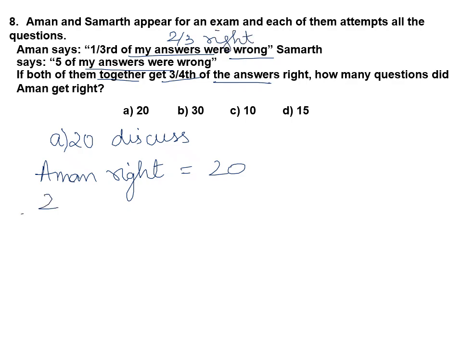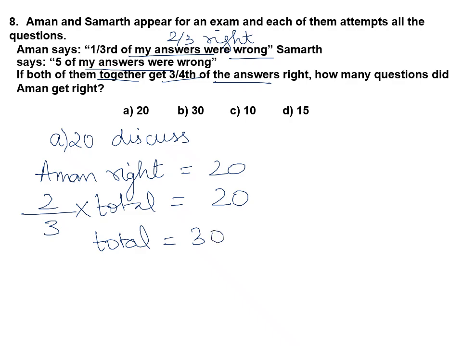That means 2/3 of the total number of the questions were Aman's 20 questions which were right. That means total questions were 30. Total questions were 30. That means Samarth made 5 wrong. That means his right answers were 25 right.